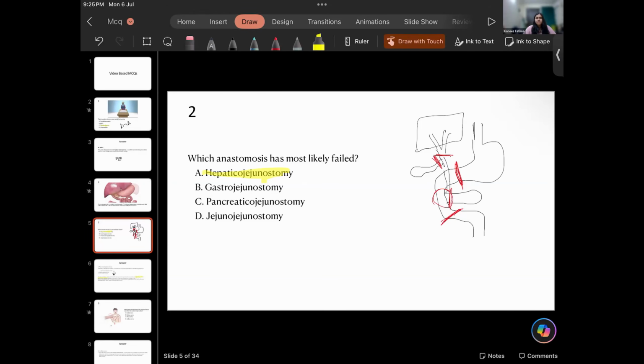And then jejunostomy would present as an anastomotic leak, and none of this kind, like peripancreatic fluid collection, would be explained by the leak of the other three. So the correct option is, sorry, the correct option is pancreaticojejunostomy, because the pancreatic leak would lead to a peripancreatic fluid collection.